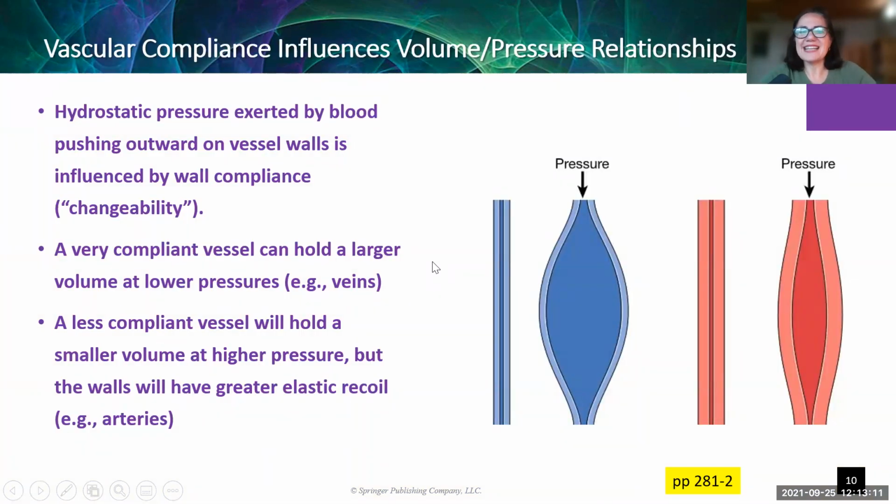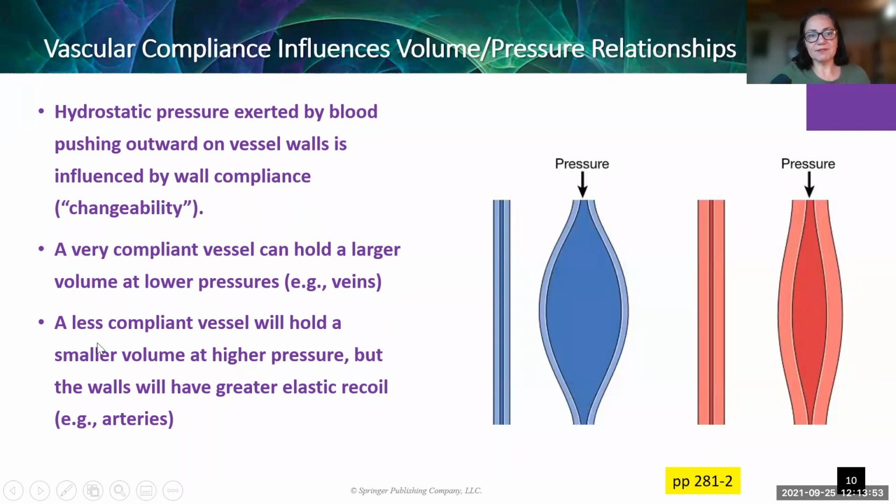This term, vascular compliance, is kind of an important concept to understand. So hydrostatic pressure, this is the blood pushing out on the walls of the blood vessels. And the blood vessel can respond by changing shape. We call that compliance. I think of it as changeability. How much can you stretch? So very compliant blood vessels can hold a larger volume, even at lower pressure. You don't have to push real hard to get this thing to stretch. So that's how you end up with most of your blood in the veins.